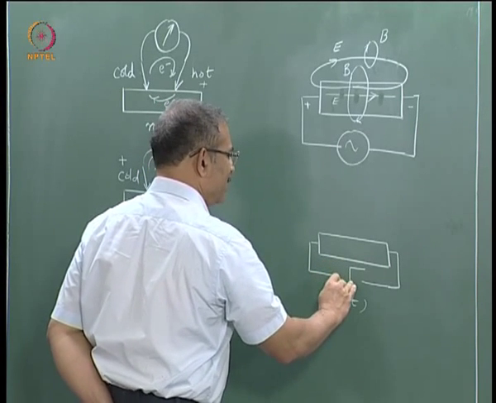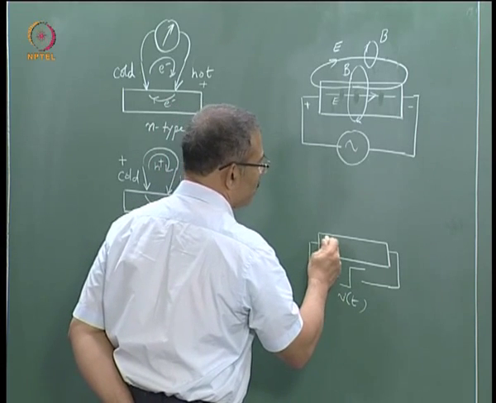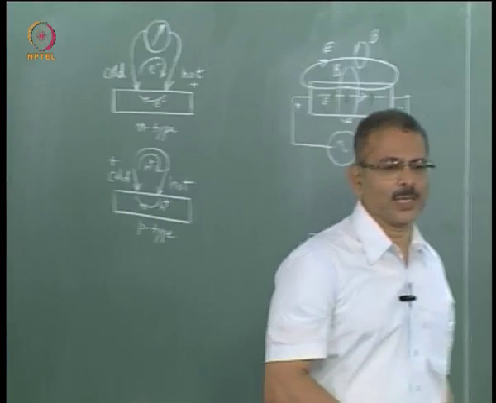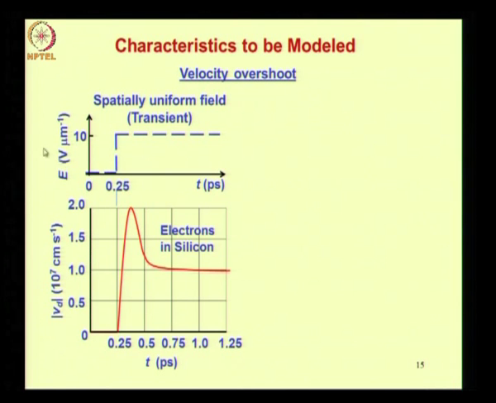Now the velocity is changing with time, but always at any instant the velocity remains uniform over the length. So this is important to appreciate. Now this is what is shown here on the slide. You can see that we have said the field is spatially uniform, and as a result the velocity also is spatially uniform, but it changes with time. It is a transient situation.